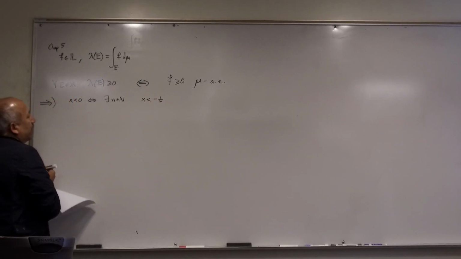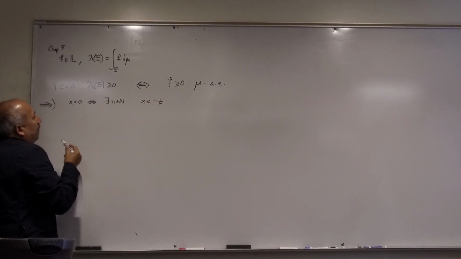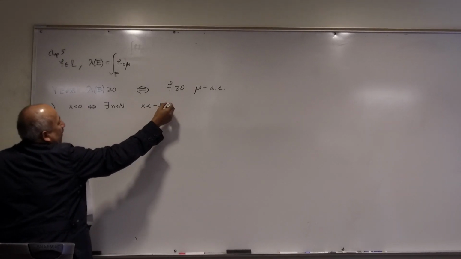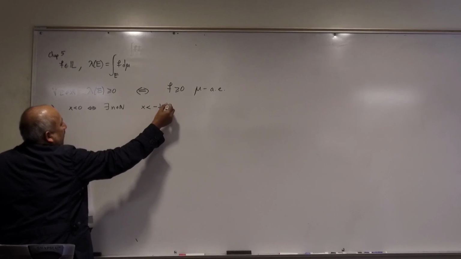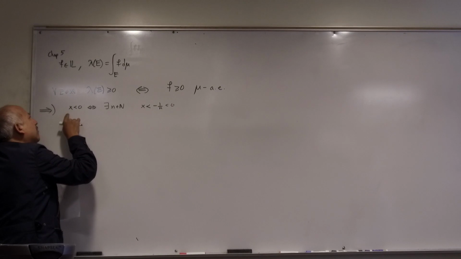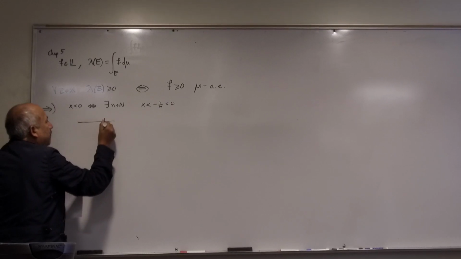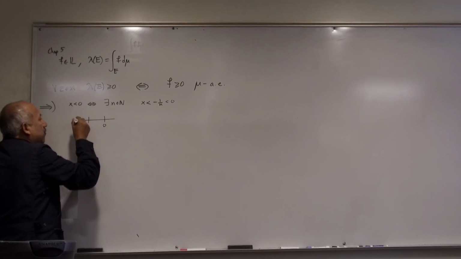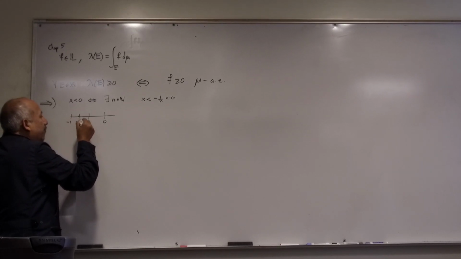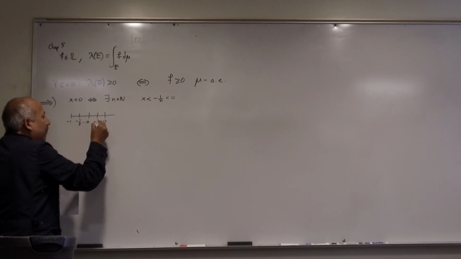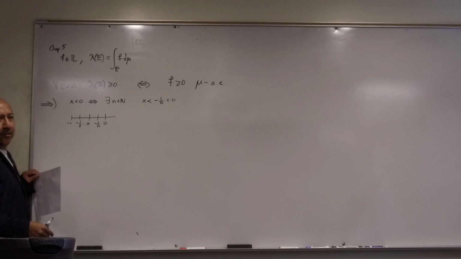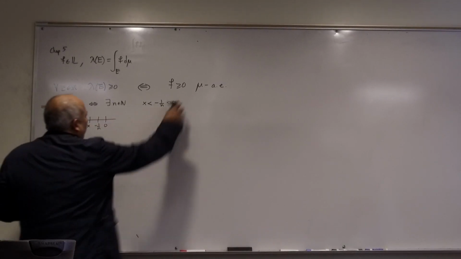Does it make sense or not, guys? Because if there's an n such that x is less than -1 over n, and this is less than 0, by transitivity x is going to be less than 0. Now the other way around: if x is less than 0, here is 0, here is x. The numbers -1, -1/2, at some point you get -1 over n, and x is going to be less than -1 over n. Do you agree? So that's true.